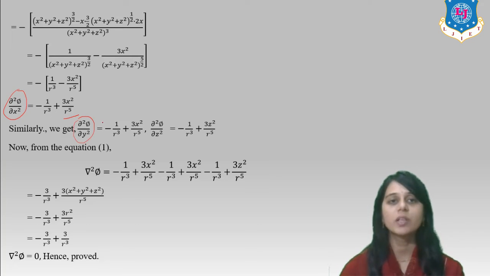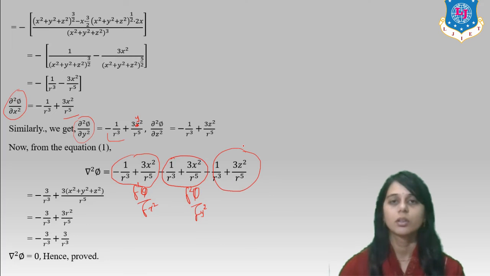Similarly, we get del square phi by del y square equal to minus 1 upon r cube plus 3y square upon r raised to 5. Del square phi by del z square equal to minus 1 upon r cube plus 3z square upon r raised to 5. From equation 1, we put all the values in. This value is del square phi by del x square, this is del square phi by del y square, and this is del square phi by del z square.